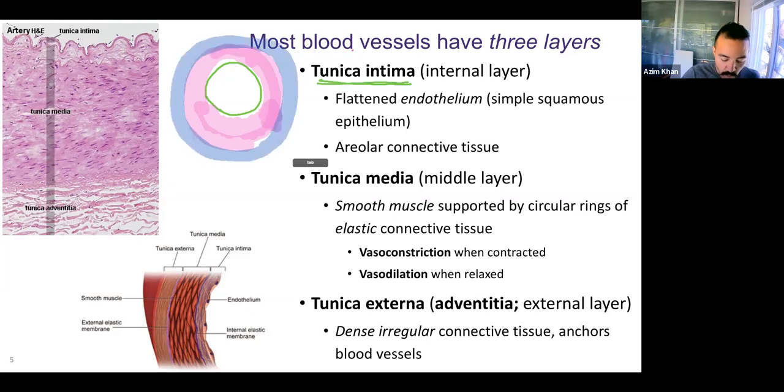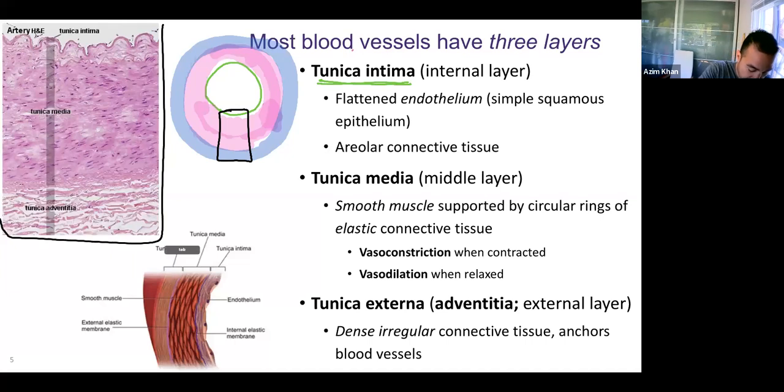Okay. What I have there in green is representing tunica intima, and what we're looking at is just a slice of this whole blood vessel. So what I've put in a rectangle there, that's what we're looking at here. We're just looking at a slice of this whole blood vessel. So the lumen is over here.